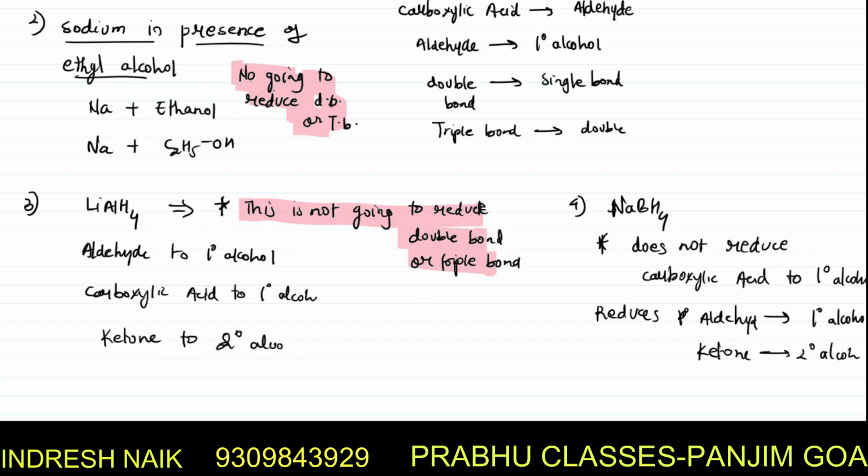Now this point which I have mentioned, that it is not going to reduce a double bond or triple bond, is true for this also. Sodium borohydride and lithium borohydride. This point is true for this, right? This is the whole idea about the reducing agent. Make a note of this, because you should be very flexible while choosing the reducing agent.